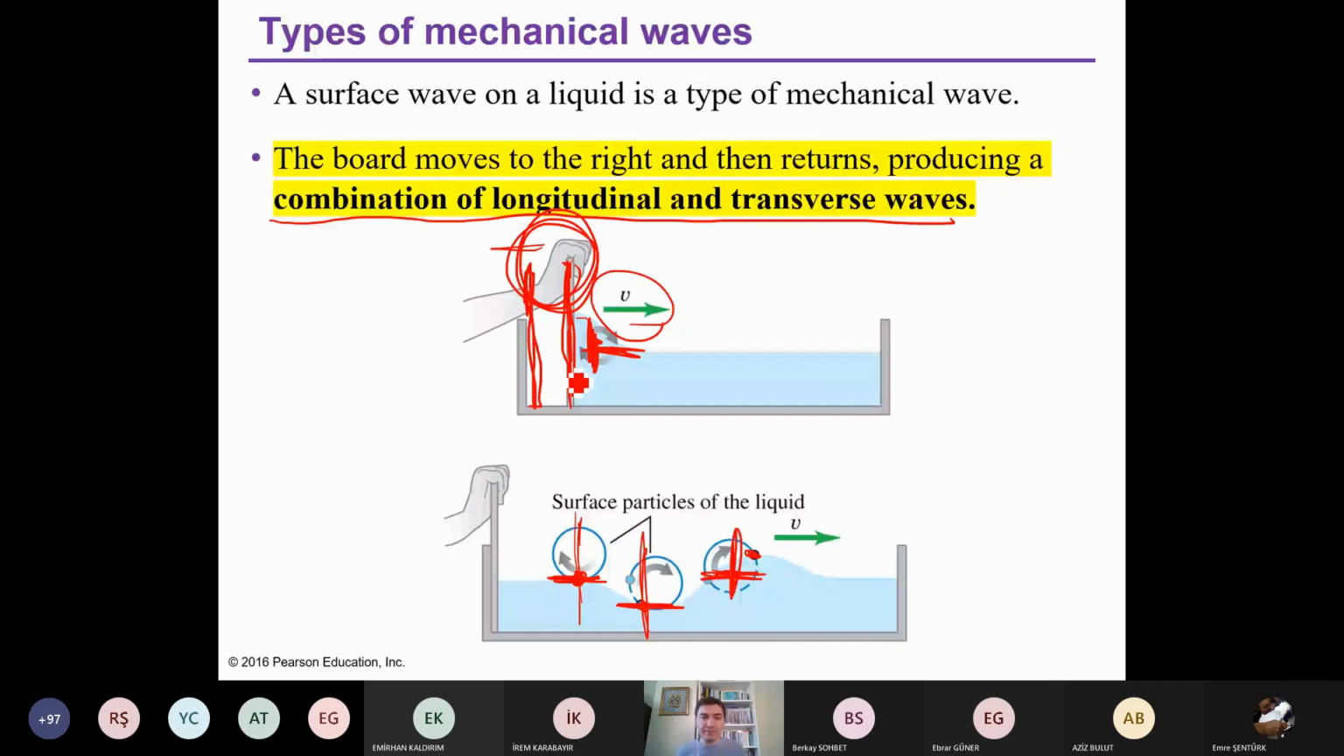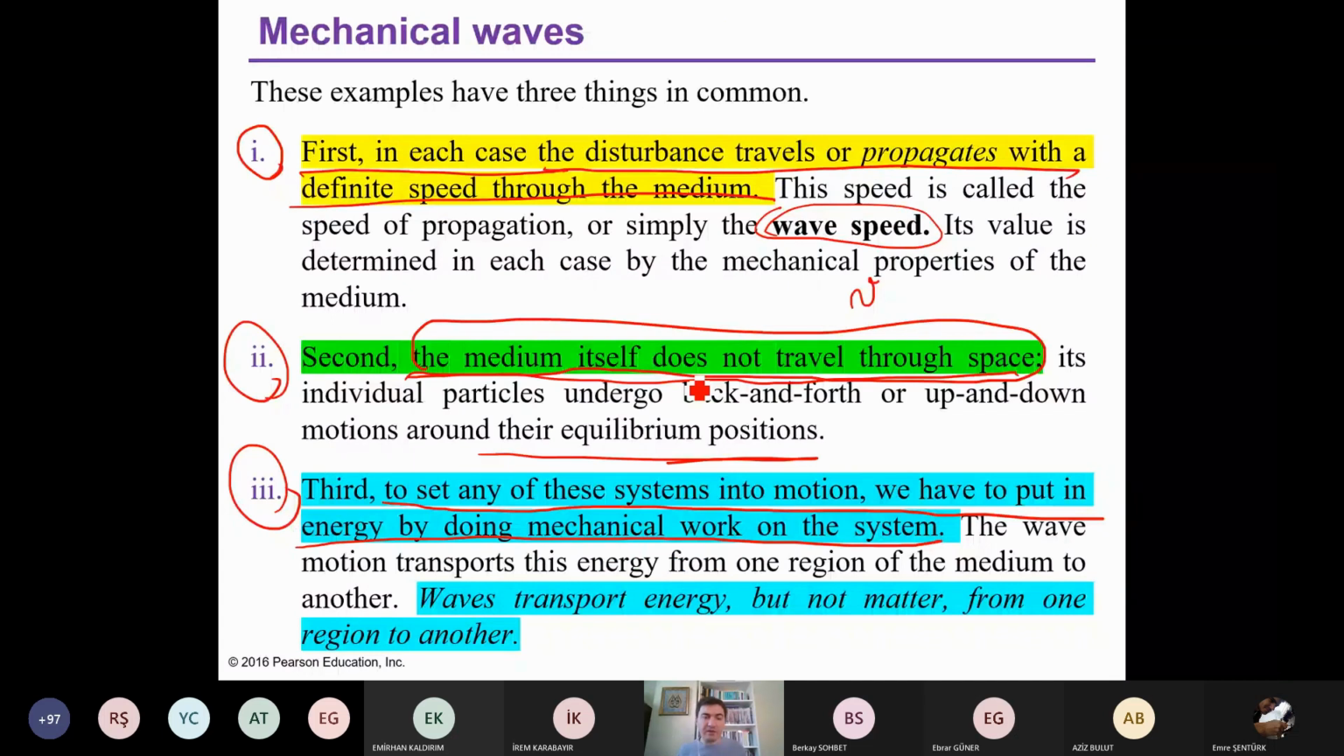So here we have a very important statement. Let me also discuss this one. Waves, mechanical waves, transport energy, but not matter.